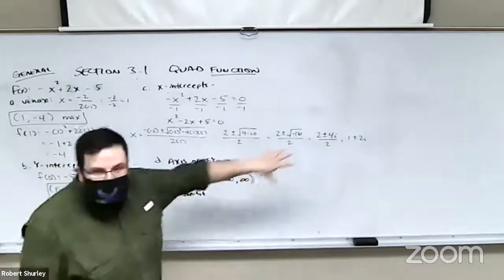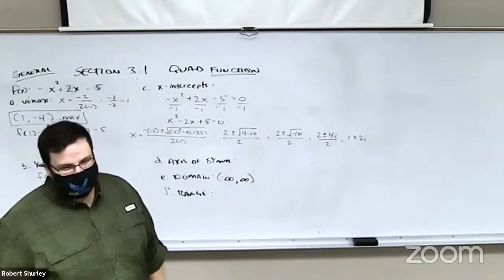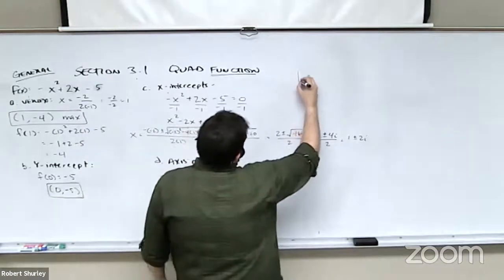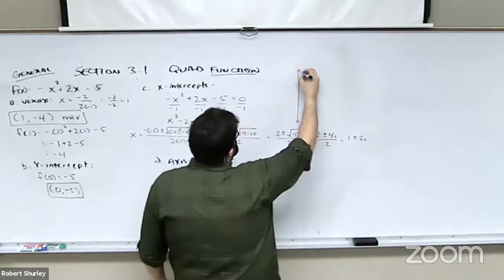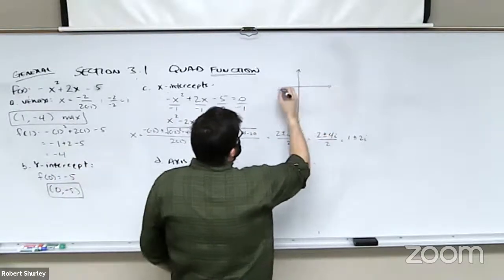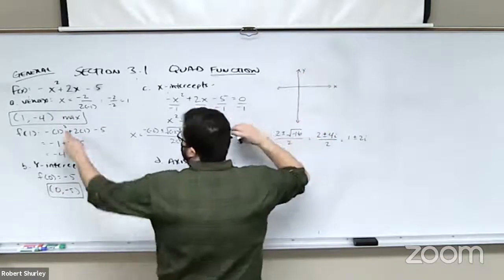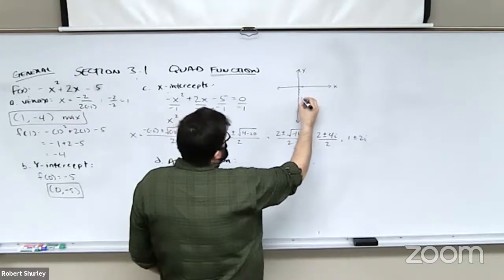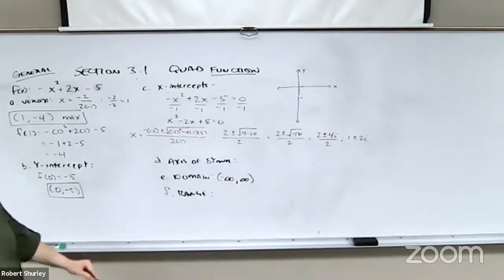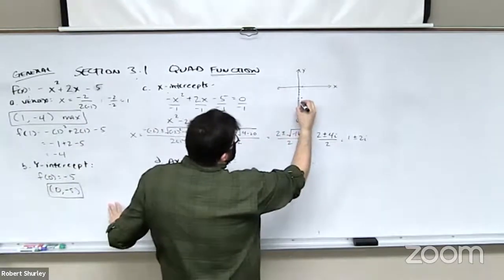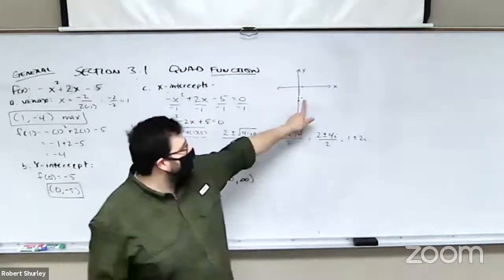Okay, what does that mean? It's throwing a non-real at us. Let's see what that means. Let's graph what we know. We know that the vertex is 1, negative 4, and that it's a maximum. Well, think about that. The y-intercept is 0, negative 5, right? The y-intercept's right here. And we know that's a maximum.